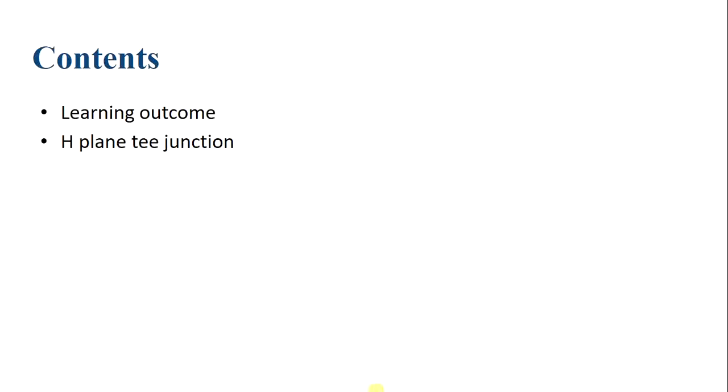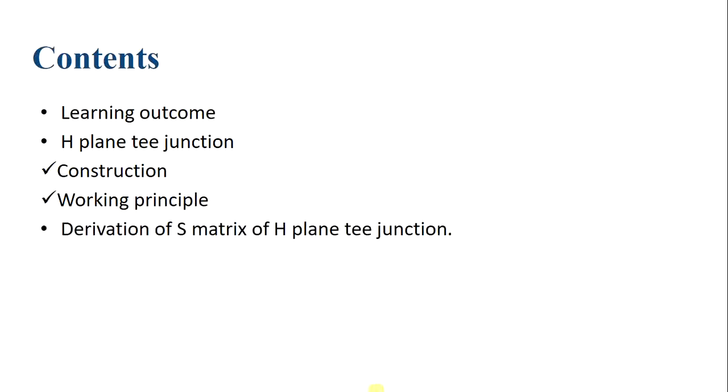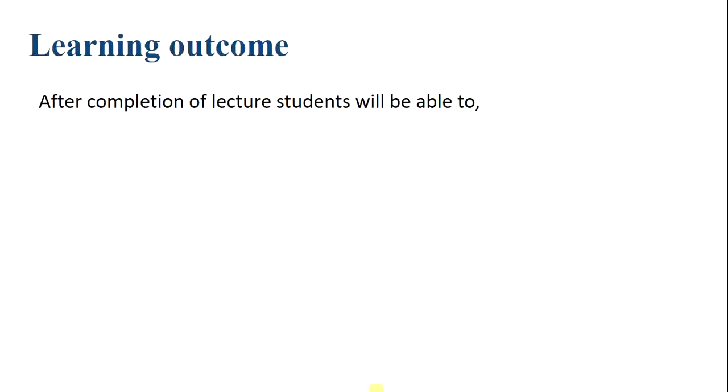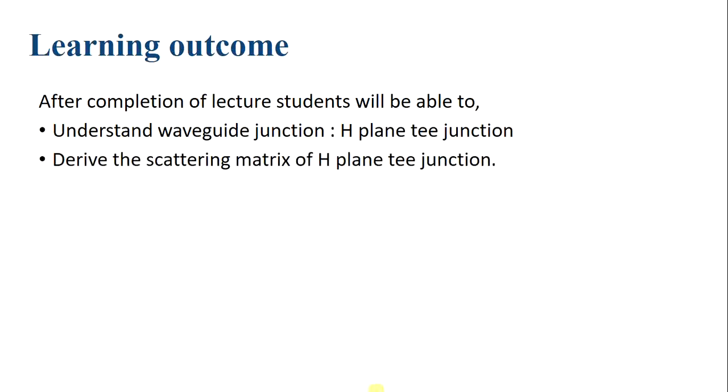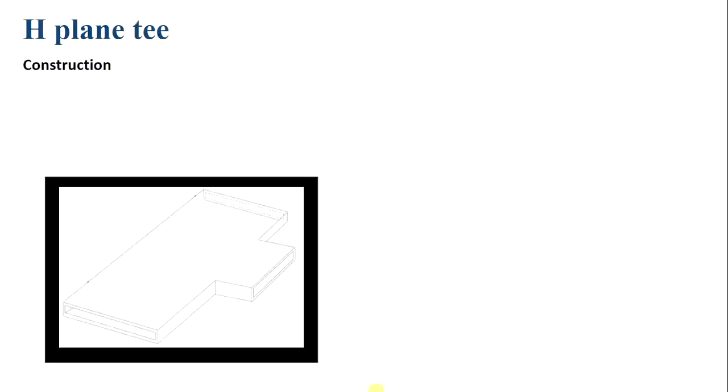Learning outcome, H-plane T junction, its construction and working principle, and the derivation of the S matrix of the H-plane T junction. After completion of this lecture, students will be able to understand the waveguide junction, that is the H-plane T junction, and they will be able to derive the scattering matrix of the H-plane T junction. So, starting with today's lecture on the H-plane T, we will first go through the construction.